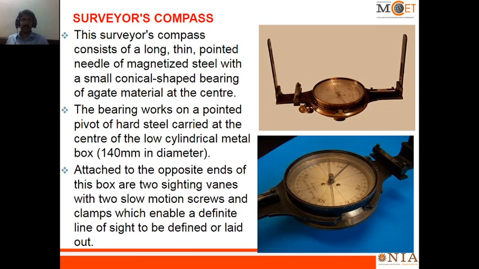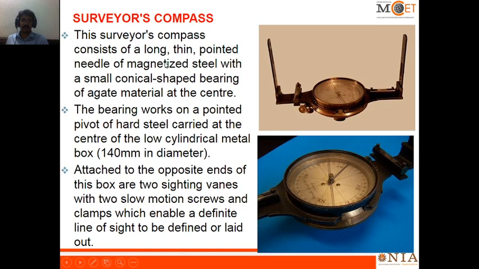Next comes the surveyor compass. Here also 2 vanes will be there. For leveling there will be a bubble tube. Here there is a needle, a small needle only. Here the frame is fixed, the needle can float. Here the readings can be directly measured by seeing the graduated circles, but it is different in the prismatic compass.